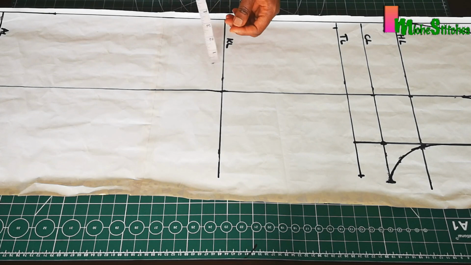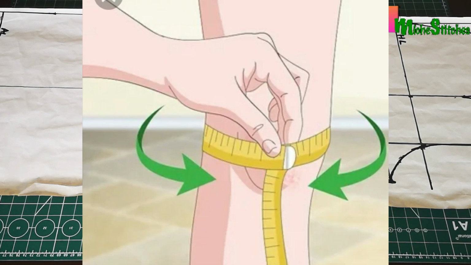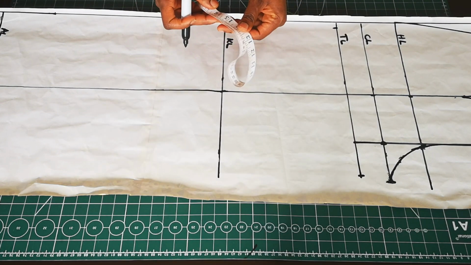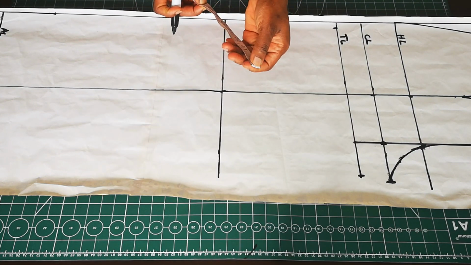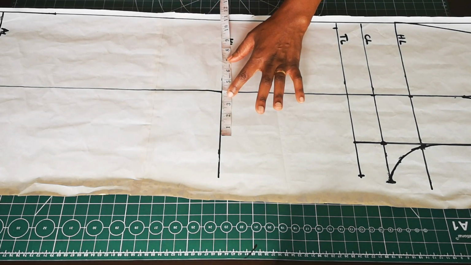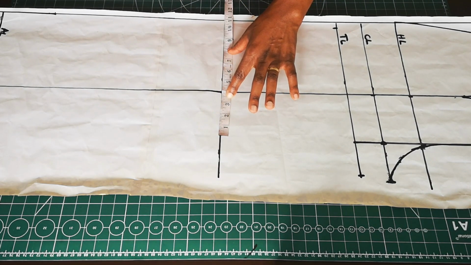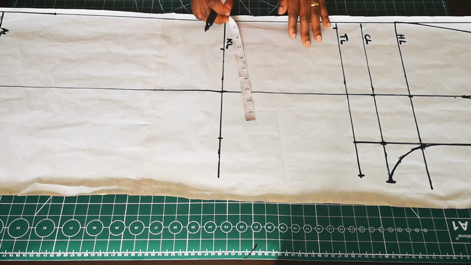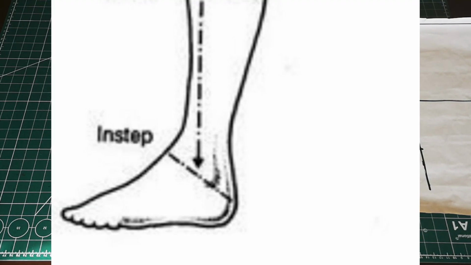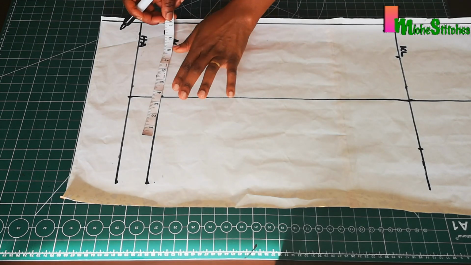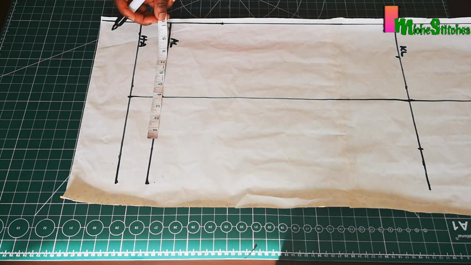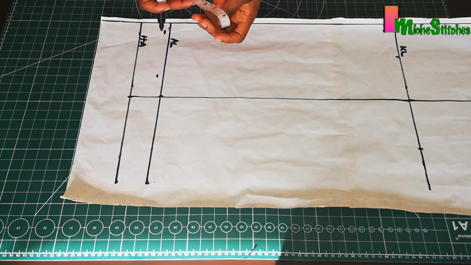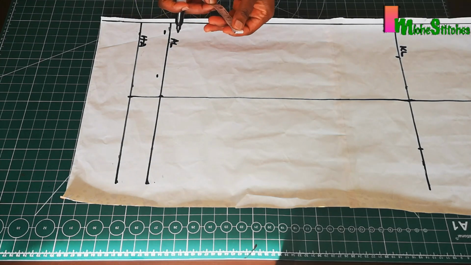Now on the knee as well, you're going to impute your knee circumference divided by 2. So we have 16 inches as our knee circumference, so we'll divide that by 2, and what we have is 8 inches. And we're going to now impute our 8 inches on the knee. So we measure 4 to the right and 4 to the left of our grain line. We apply our ankle measurements, and our ankle circumference is 13 inches, and when you divide 13 by 2, you're going to get 6.5. So we want to impute 6.5 on the ankle line.